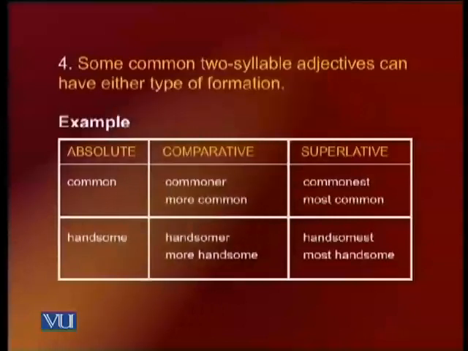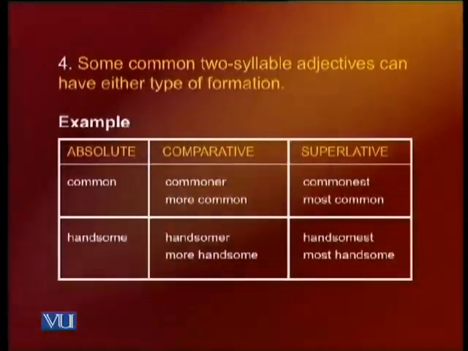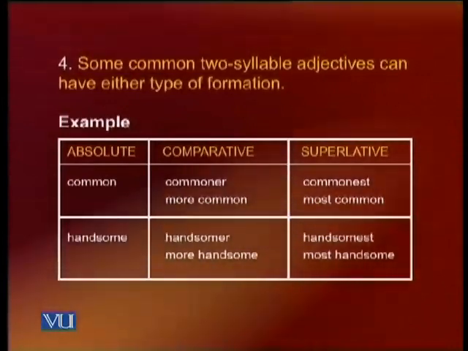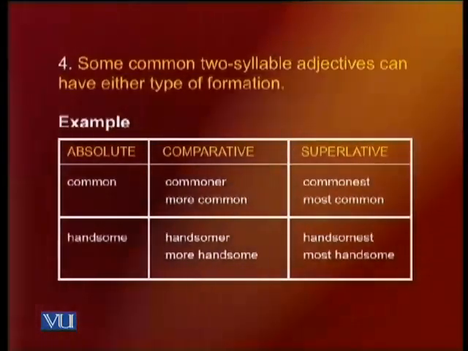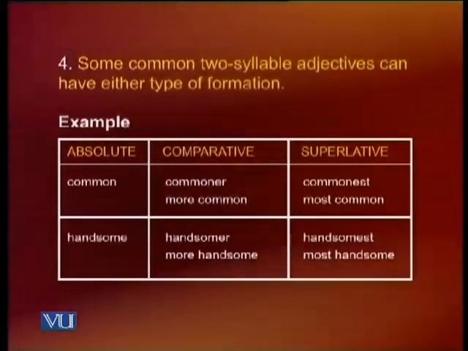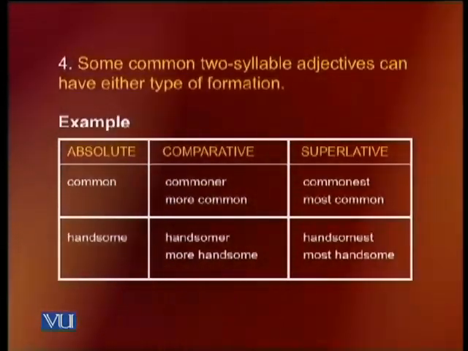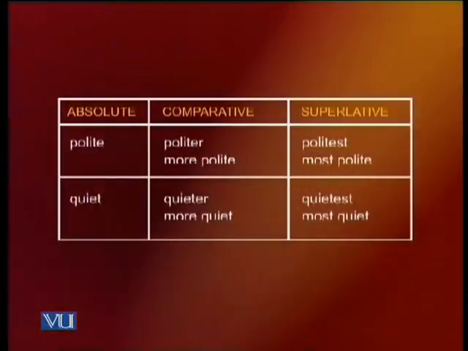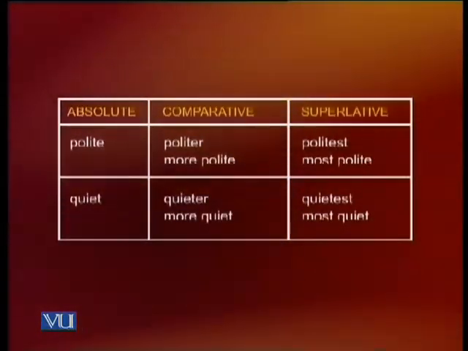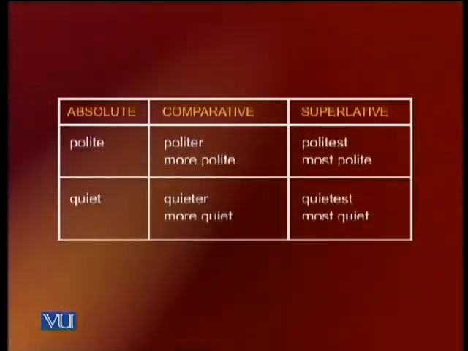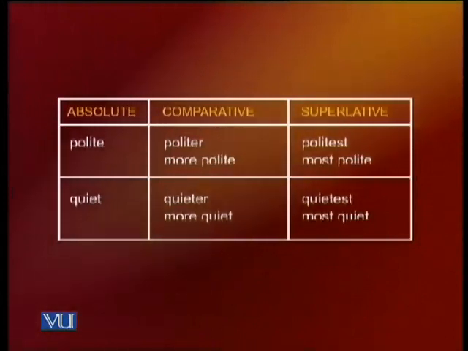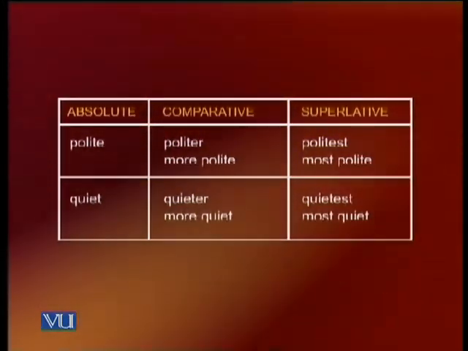Now, there are some common two-syllable adjectives which can have either type of formation. For instance, the word common. You can have commoner and commonest, and you can even have more common or most common, right? So notice that there are some that take both types. You can add er or est, and add more and most. The word handsome. You can have handsomer, handsomest, and you can have more handsome and most handsome.